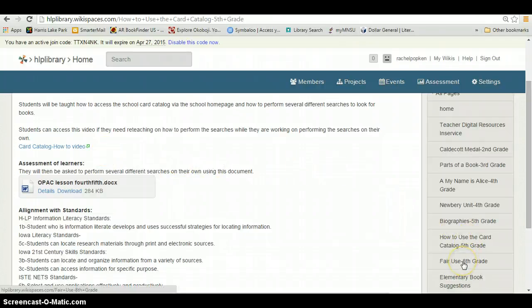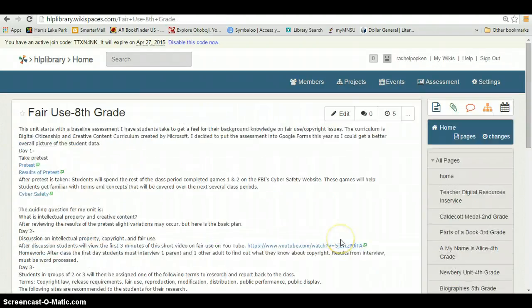The last lesson available for students is for eighth graders. It is on fair use. There is a series of lessons, and this series of lessons starts with a pretest that the students will take on Google Docs. You can see the results from the pretest that students have taken this year. There is also a place for students to play games dealing with cyber safety to get them familiar with some terms.